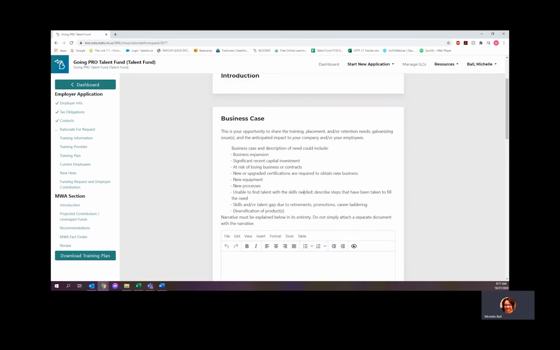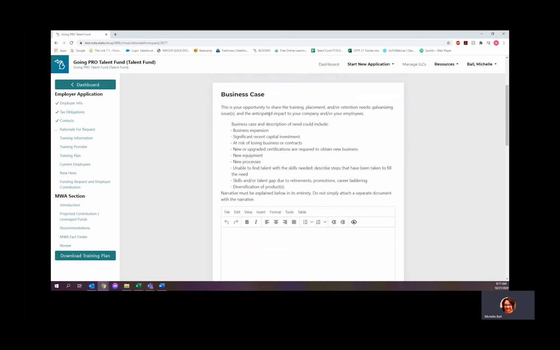And now we're moving on to this business case section. This is all part of the rationale. So this section is worth up to 25 points. Huge. It's a huge section. And it should describe your training needs and the impact any training received would have on your company. They've given some examples of key points. Explain what will happen if you don't receive these training dollars. This is basically your space to make your case.